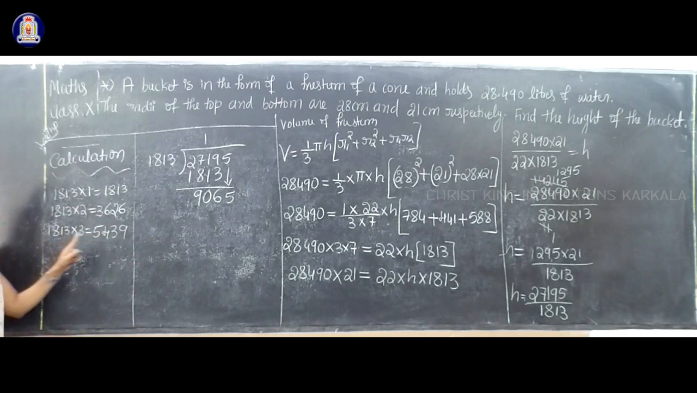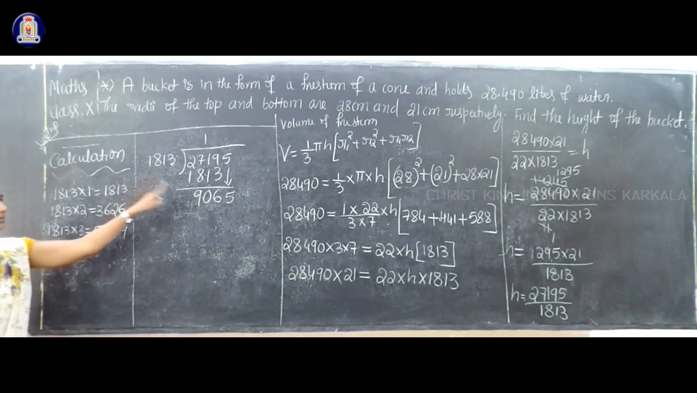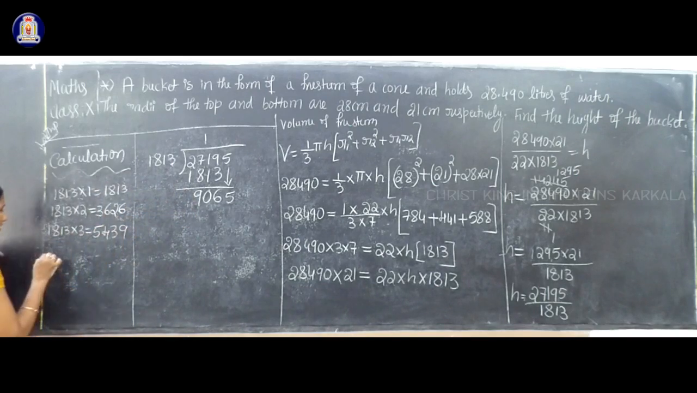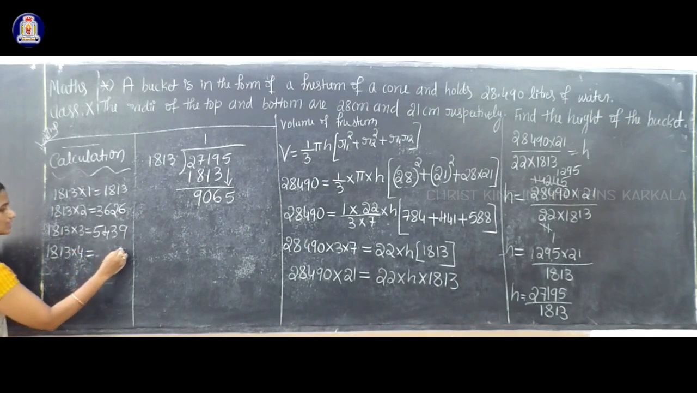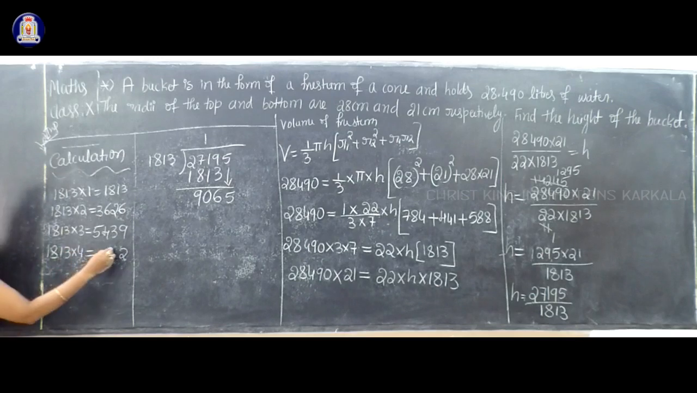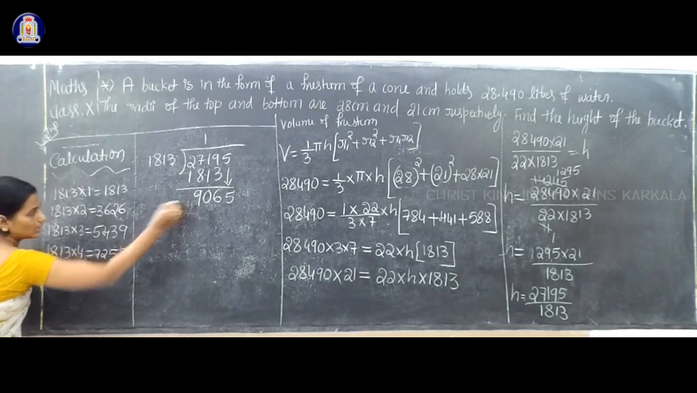4 5s are 5439. But it is 9000, still giving. So 1813 into 4. 4 3s are 12. 4 1s are 4, 5. 4 8s are 32, 3 remainder. 4 1s are 4, 5 6 7. So that means 7000, 9000.